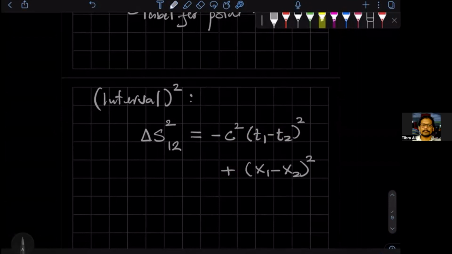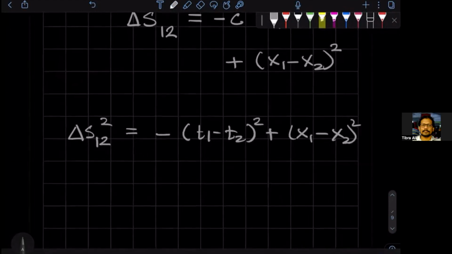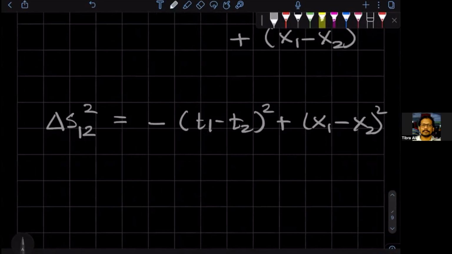And in our units where c equals 1, I can write the interval as delta S 1, 2 squared is equal to minus (t1 minus t2) squared plus (x1 minus x2) squared. Sir, why do we have the minus sign here? That's how I'm defining it. Oh, I see. Okay. But why?